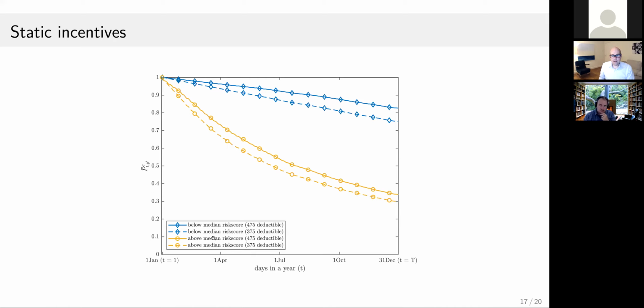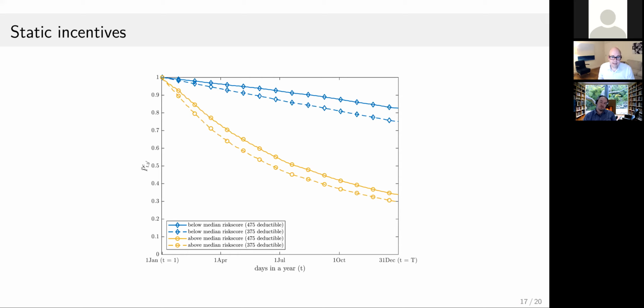We've split it up by below median and above median risk score. And what we have here is from the data directly, what is happening for a 375 deductible. This is the dashed line here. So what do I see here? I see the average current price, the average static incentive over time, throughout the year. So the blue ones are the below median risk scores, the yellow ones are the above median risk scores. And what you do see is, of course, in the beginning, everybody faces static incentives, and in the end, only 40%. So that means 60% will have hit the deductible limit by the end of the year. So we can take this dashed line directly from the data.